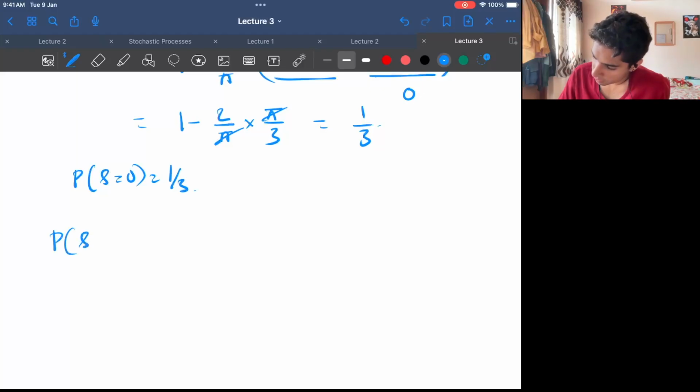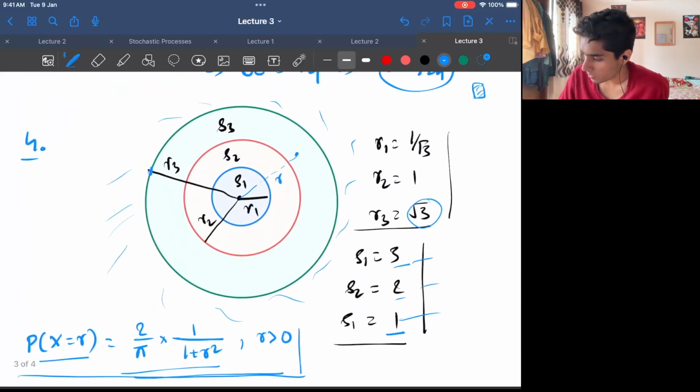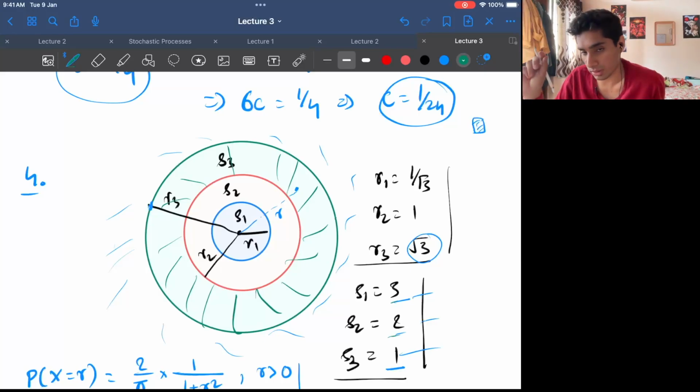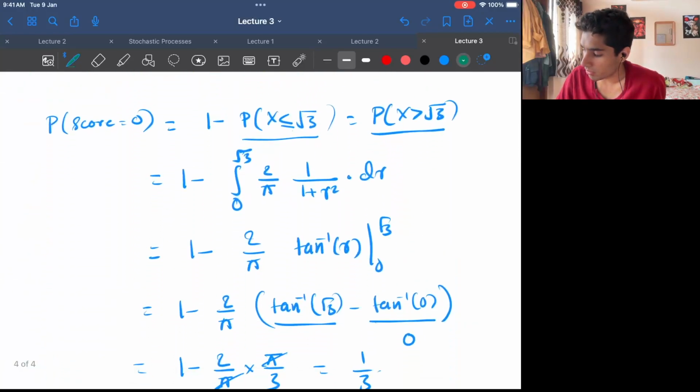Now what is the probability of S equal to 1? So S will be equal to 1 when it lands where? When it lands in S1. Okay, I think this is S3, right? So for the probability of S equal to 1, it has to land in this green region, because if it goes in the red region, it will score 2. If it goes in the blue region, it scores 3. If it goes outside this, it scores 0. So if it has to score exactly 1, it has to lie in this green region, right? So what is the probability of that?